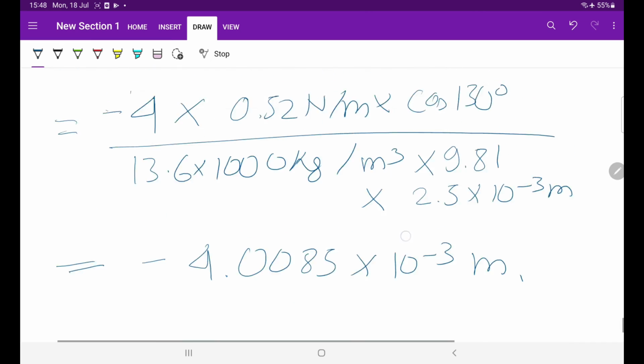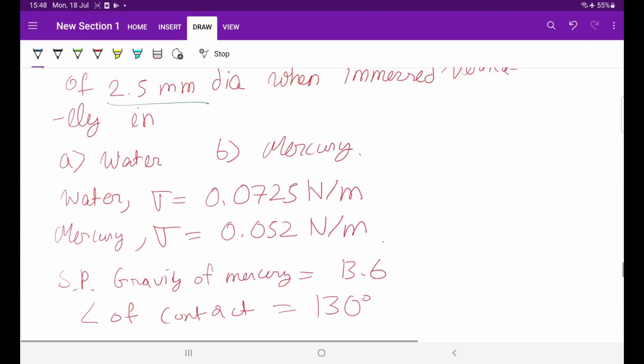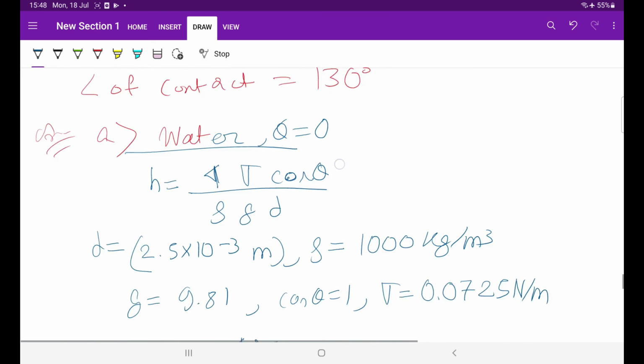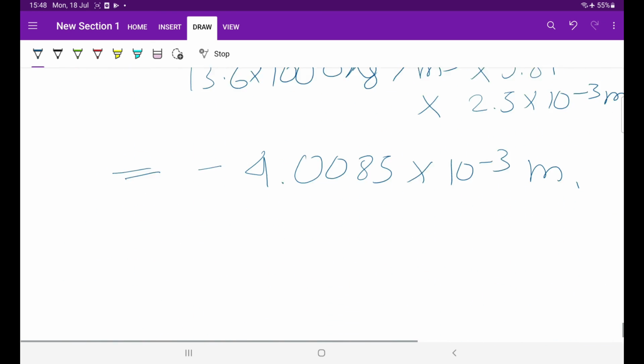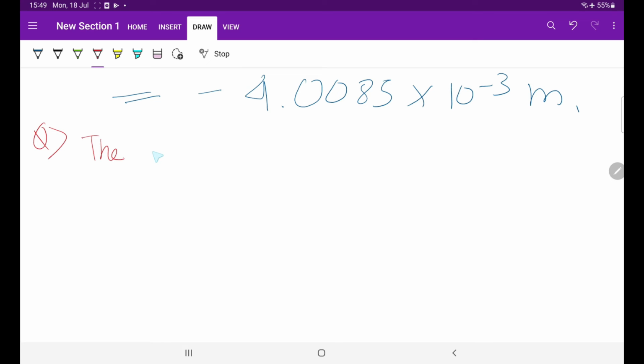So this will be the answer for the mercury. Once you solve these two numericals, you have the experience of both the rise as well as the fall. Now let's do another numerical just to retain the formula better. The more we practice, the more we remember the formula with the help of numericals.